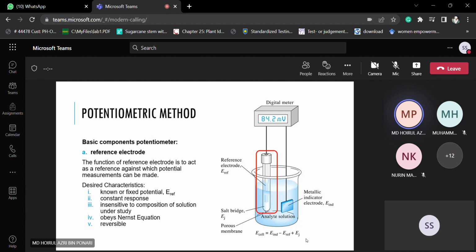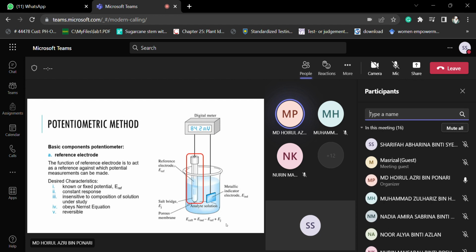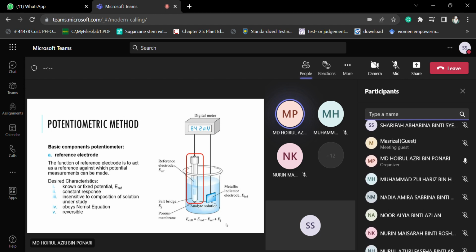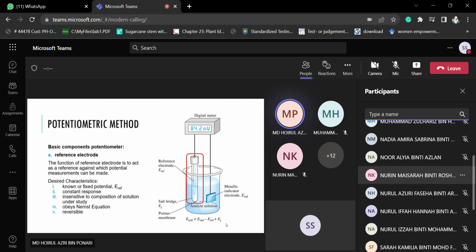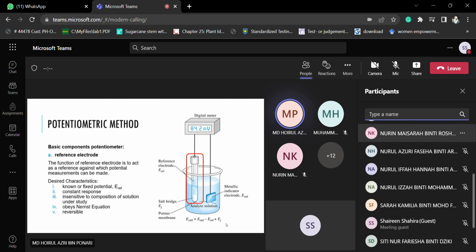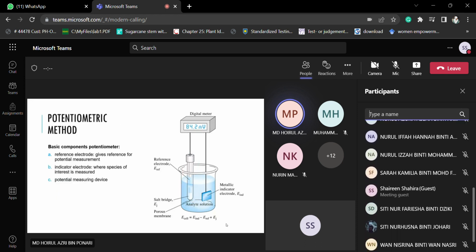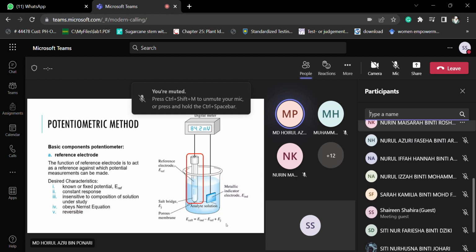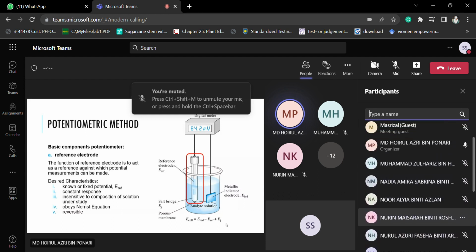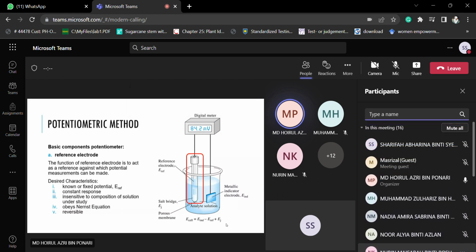So for example, we have a solution, okay? A salt solution, for example. In salt solutions, there are different ions. So the reference electrode must be insensitive to those ions, okay? So we have another measuring method, what do we call it? Indicator method. The indicator electrode is the one that is sensitive to the composition of the solution under study. So the reference electrode must be insensitive to the solution under study.